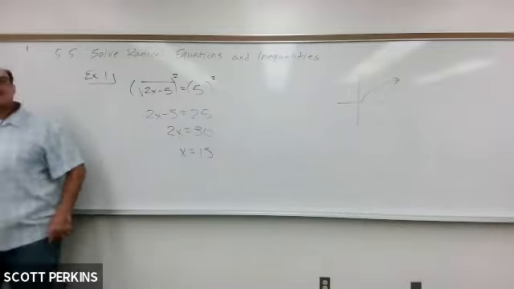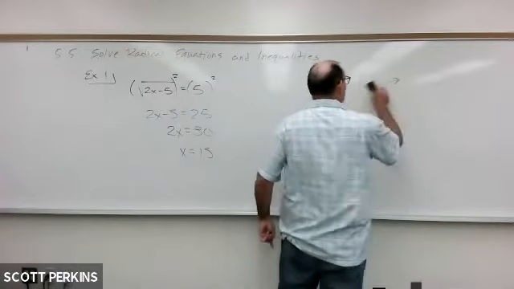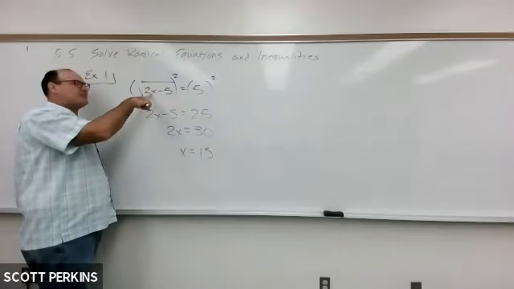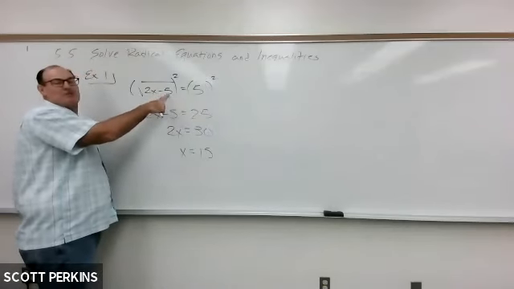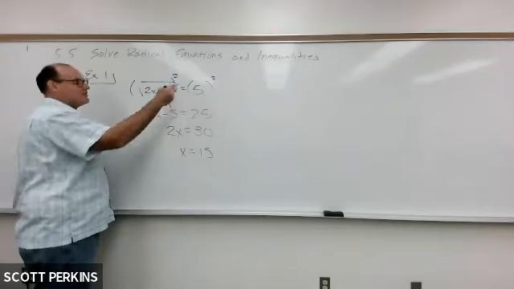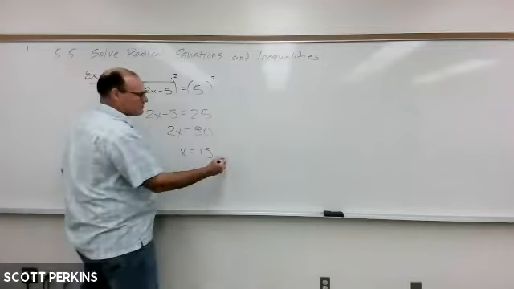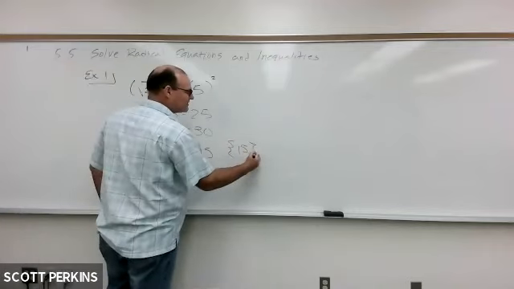So the check is nice and quick and simple. You just take that result that you get and you pop it in for x. So I'm going to take the 15. 2 times 15 is 30. 30 minus 5 is 25. Square root of 25 is 5. Everything works out just fine. I don't get a negative under the square root. So there's my solution, 15.